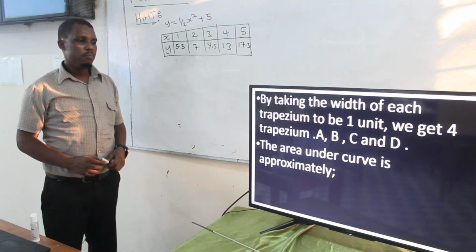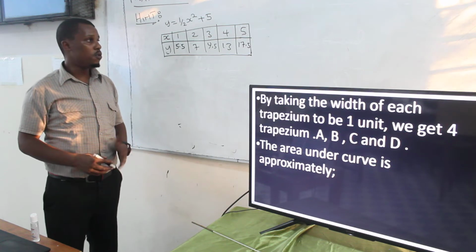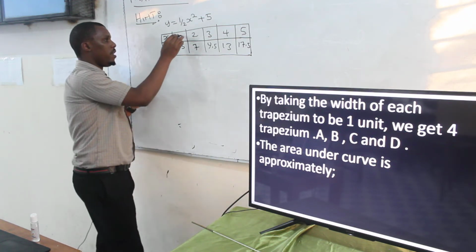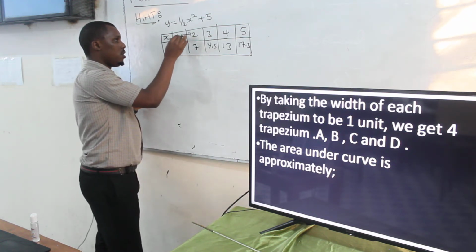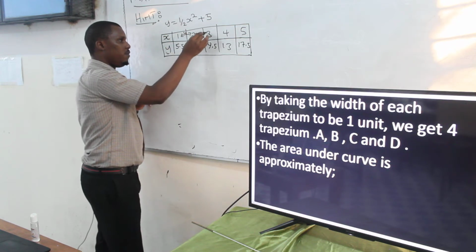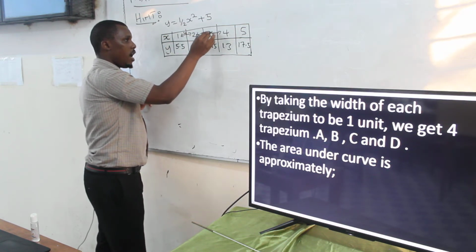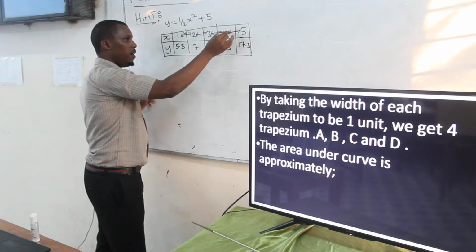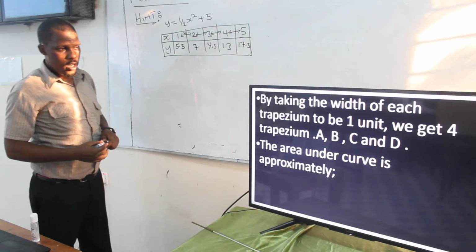So when you come to that, by taking the width of each trapezium to be 1 unit, let's say from here, that is the width, which is our h. That's going to be 1. It is very uniform. That's why we choose a uniform length of 1 unit, depending on the trapezium that we need.